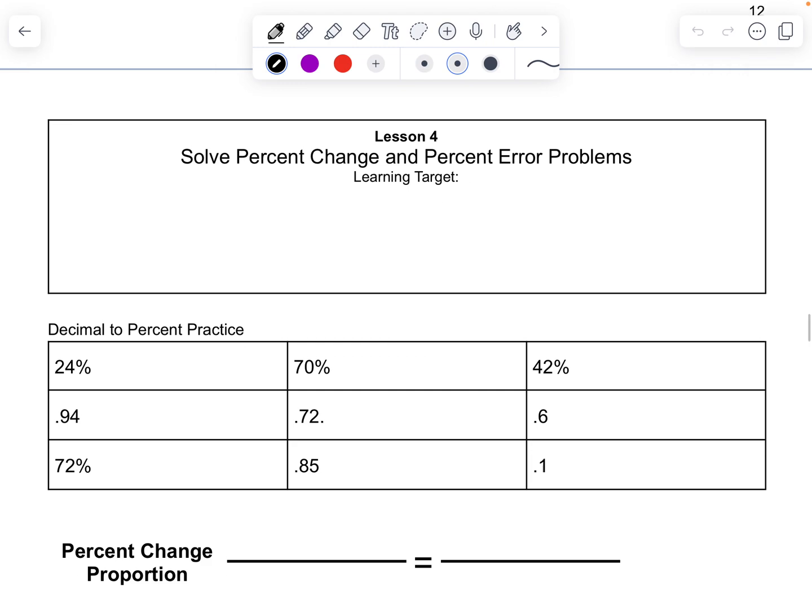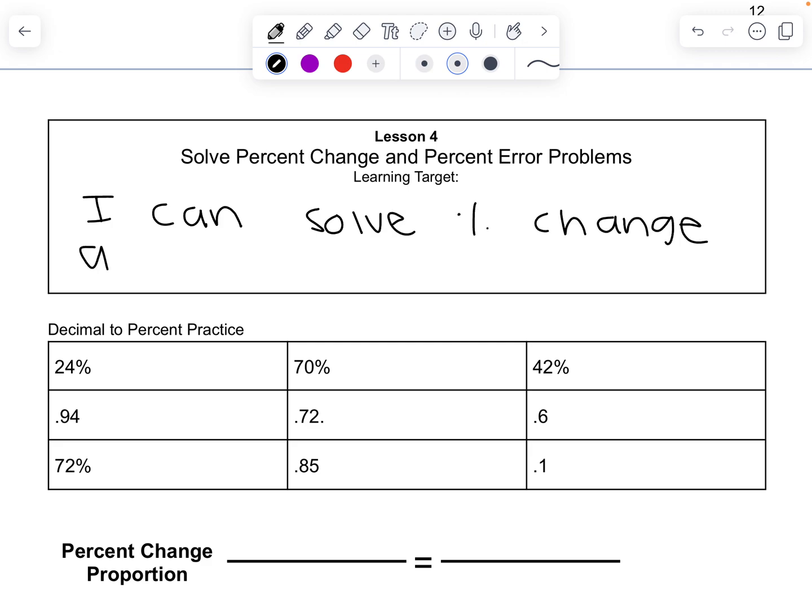In lesson 4, we're going to be talking about percent change and percent error. So we're going to be talking about two new proportions today. Your learning target is: I can solve percent change and percent error using a proportion.